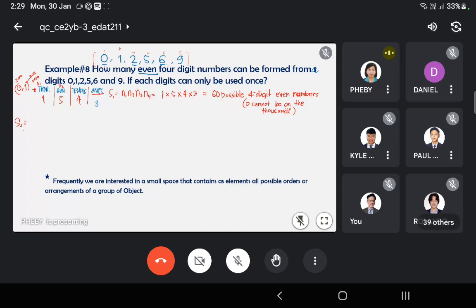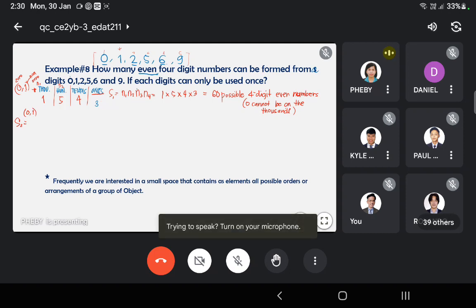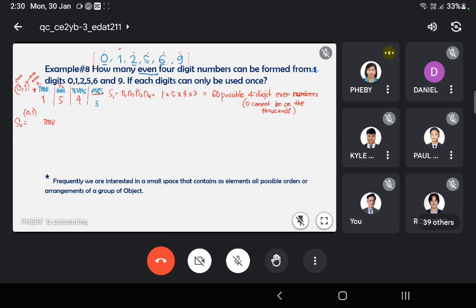So S sub 2 natin here is, what if yung 0 is i-consider natin siya na number, or i-consider natin na pwede siyang isama sa thousands. So for thousands, hundreds, tens, and ones. So again, 4-digit and even siya. So sa ones, 3 pa rin yung choices natin. Kasi even pa rin yung pinag-uusapan natin.